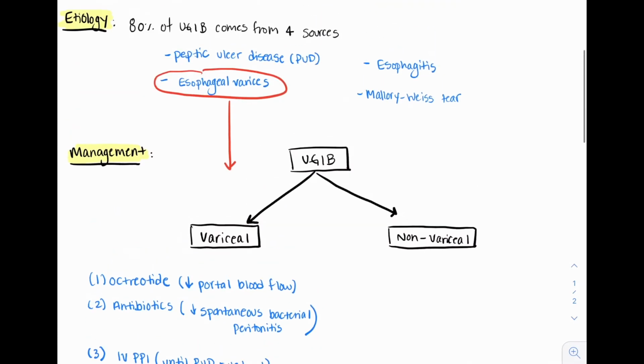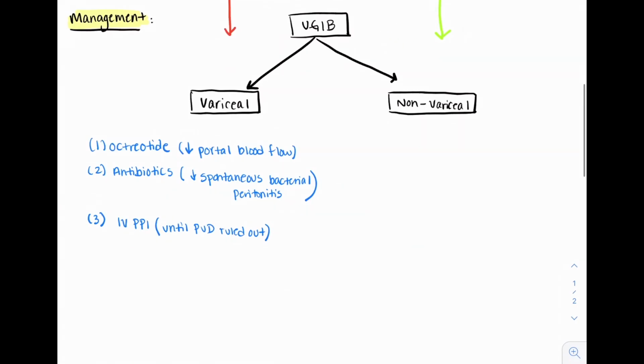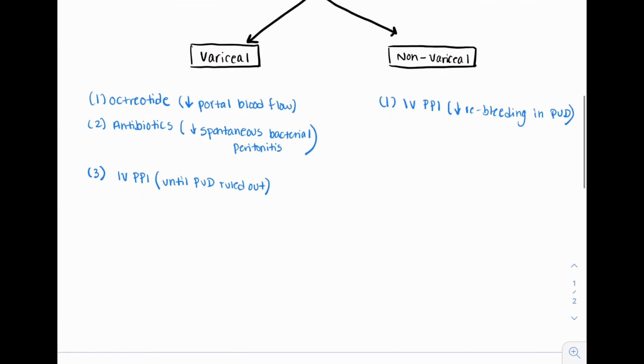Non-variceal bleeds, which include upper GI bleeds from sources like peptic ulcer disease, esophagitis, and Mallory-Weiss tear, are managed with IV proton pump inhibitor, which reduces the risks of rebleeding in peptic ulcer disease.